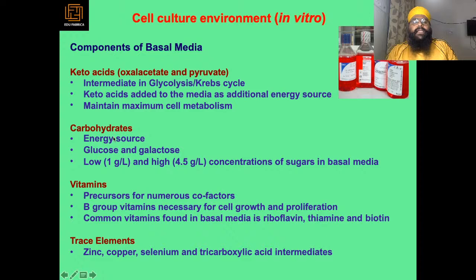Then carbohydrates, an energy source: glucose and galactose, with low and high concentrations of sugars in basal media. Then vitamins, which are precursors for numerous cofactors, and B group vitamins are necessary for cell growth and proliferation. Common vitamins found in basal media are riboflavin, thiamine and biotin. And the trace elements include zinc, copper, selenium and tricarboxylic acid intermediates.